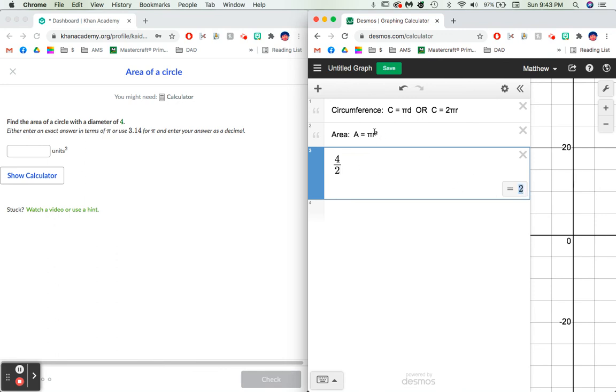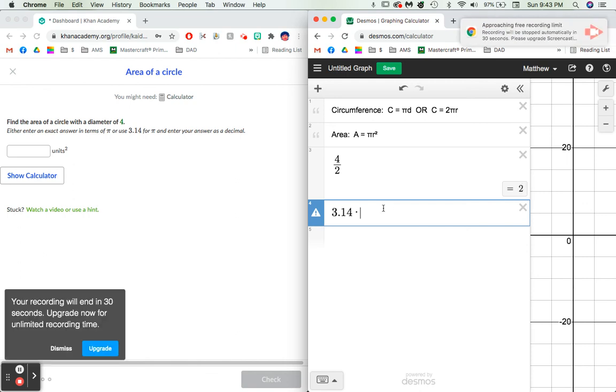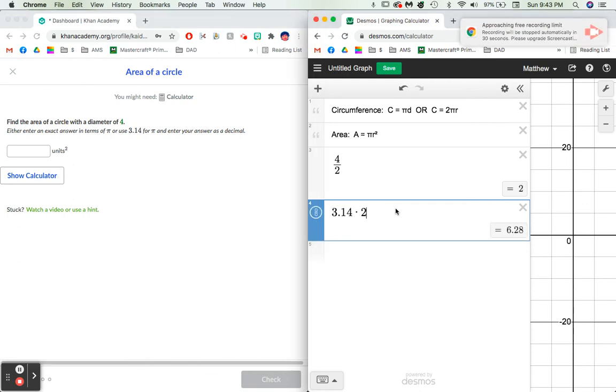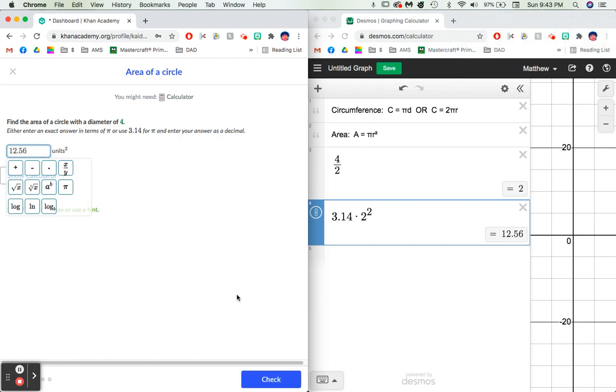So instead of using 4 in the formula, because that's not the radius, we have to use the radius value, which is 2. Now we're ready for the formula. Pi times r squared, so 3.14 times my radius squared, which we know is 2, squared as well, 12.56. Let's see if we made any mistakes. Okay, good.